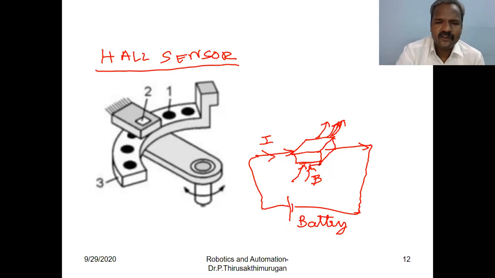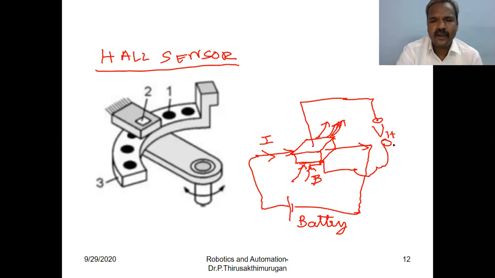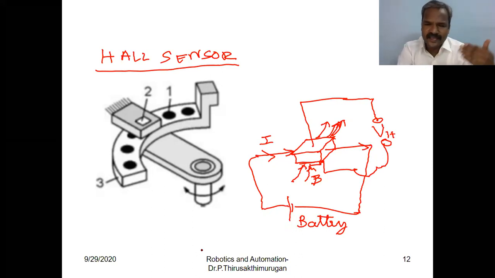So what happened? There will be an EMF induced in the third direction, which is mutually perpendicular to both the current and the magnetic field. This generated voltage is called the Hall voltage, VH. So by passing current in one direction of the Hall element and maintaining the magnetic field in another direction, there will be an EMF induced in the third direction, which is mutually perpendicular to both the current and the magnetic field. That effect is called the Hall effect.